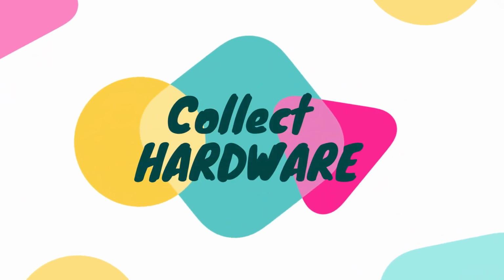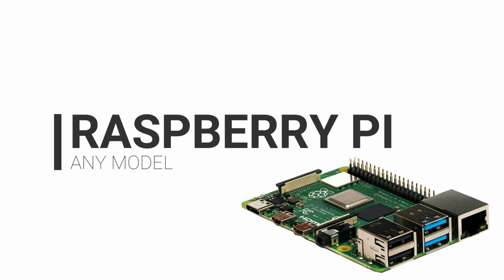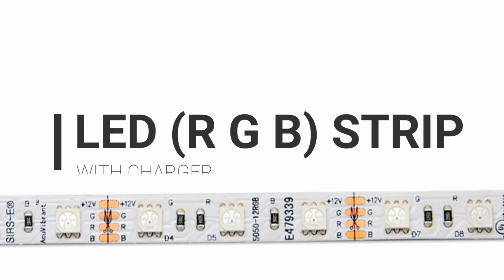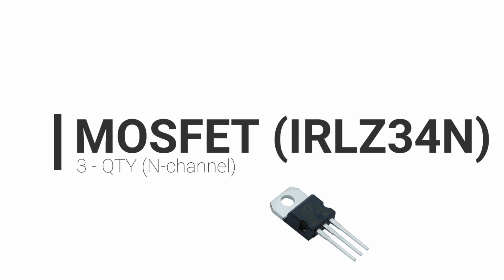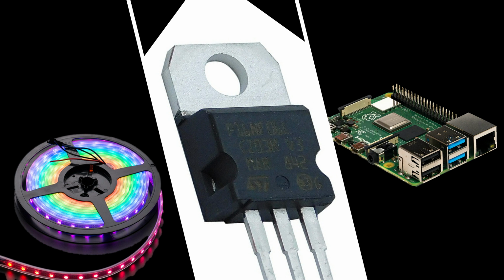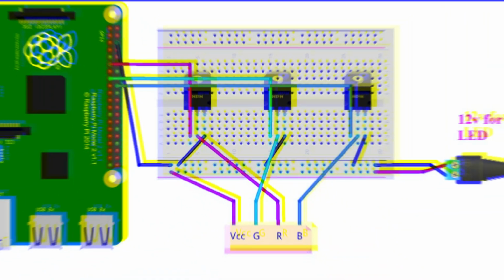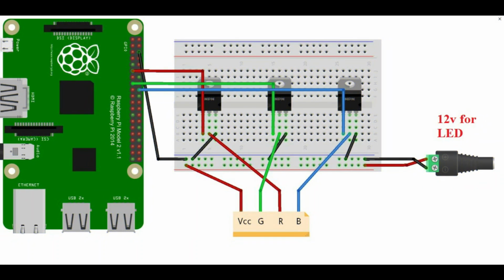The first hardware which is required is Raspberry Pi. The second one is the LED strip. Now make sure that you have the LED strip as shown on the screen and the appropriate power supply for your LED strip. At the same time, we require one MOSFET for each color. The MOSFET number is also mentioned over here. So as we have the RGB LED strip, we require 3 MOSFETs to control all 3 colors of the LED strip.